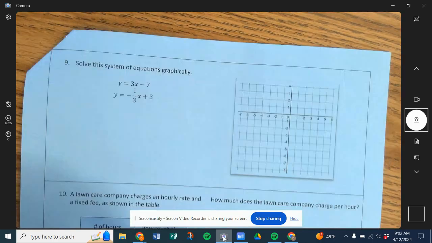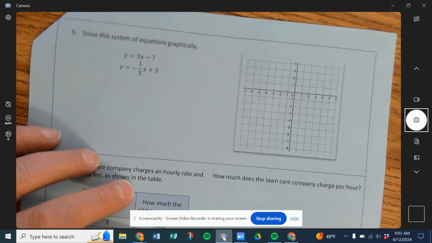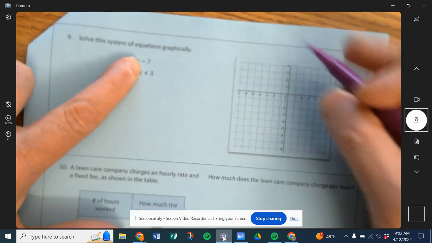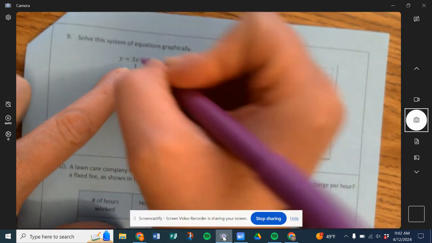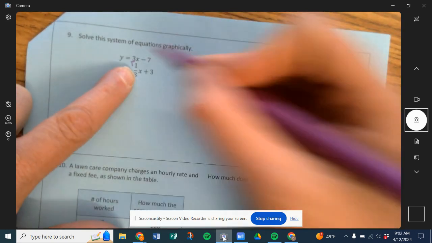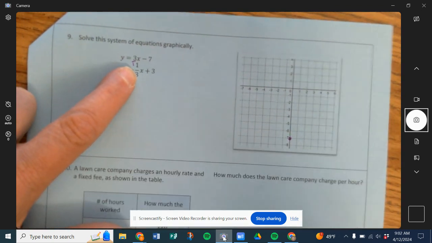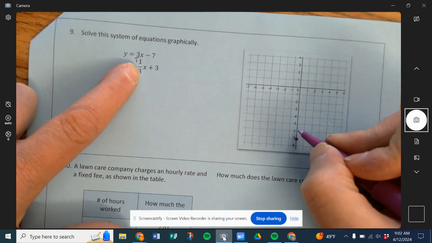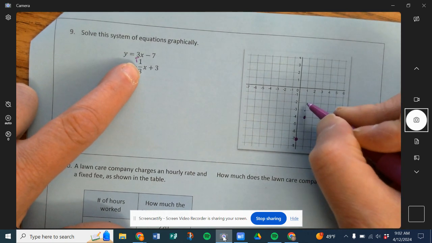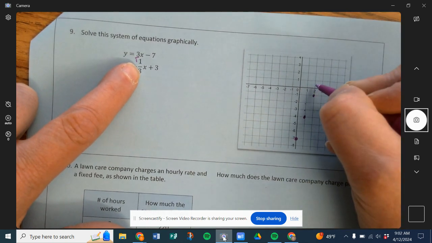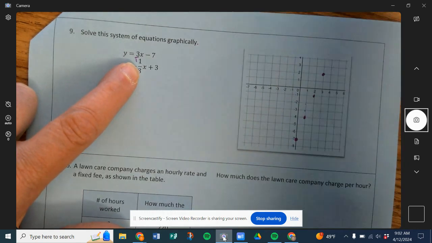Okay. Solve this graphically. I'm going to start with my y-intercept at -7. So down here I put a dot, and then my slope is 3/1. It's positive, so I go up 3 and right 1. So let me focus that a little bit. 1, 2, 3 over 1. 1, 2, 3, right 1. 1, 2, 3, right 1. And that's as far as I can go.